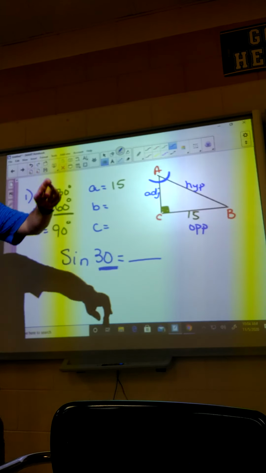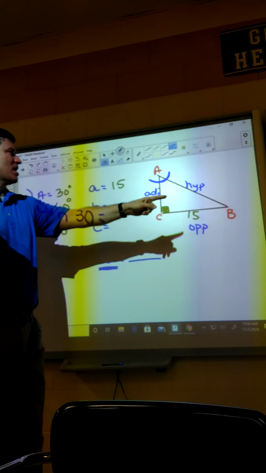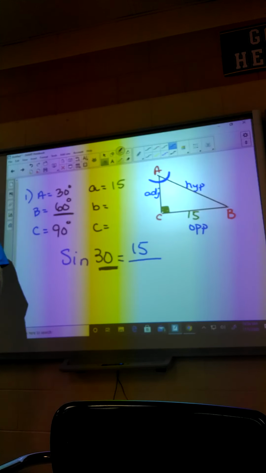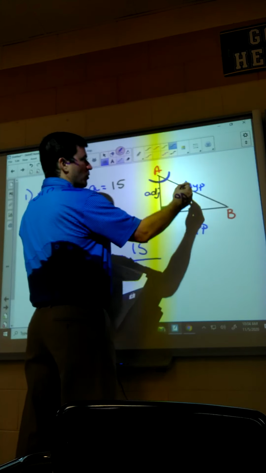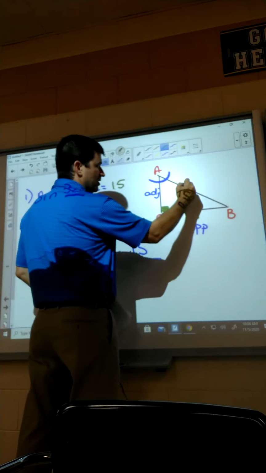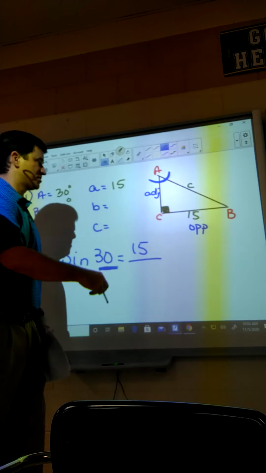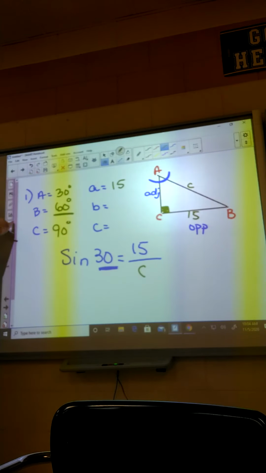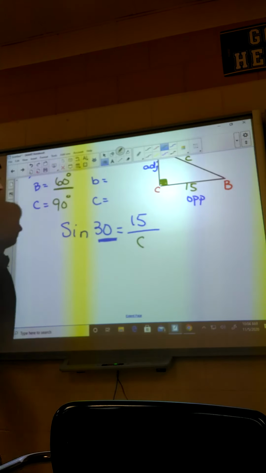All right, so Ashley, the formula says my opposite side goes on top. That's 15. I put it on top. And it says the hypotenuse goes on the bottom. Well, look, we don't have a number written down on the hypotenuse side, so I'm just going to put little c because it's across from big C. Good?